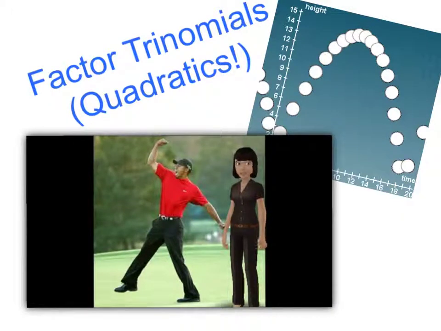Just in, Tiger Woods scored a hole-in-one to win today's tournament. They say he was able to do this because the force of gravity and his perfect velocity created a magnificent parabolic path of the ball.